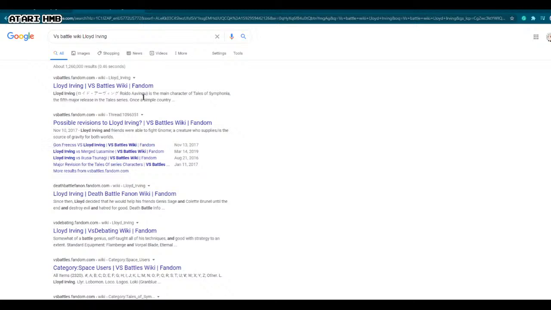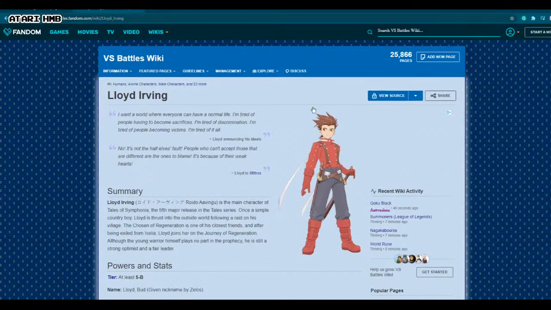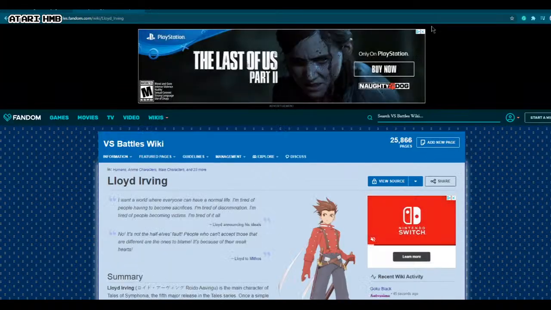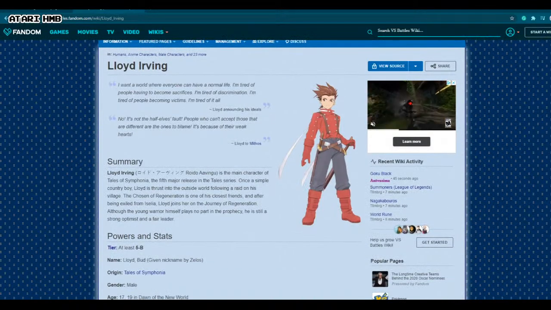Let's talk about Lloyd Irving. I'm going to talk about Lloyd Irving for a quick moment. So Lloyd Irving's from a video game called Tales of Symphonia, right? And this game wasn't that good. So let's talk about Lloyd. Let's debunk Versus Battles Wikia. I'm going to keep it basic for you guys, right?